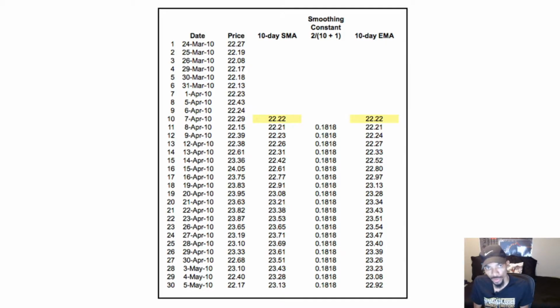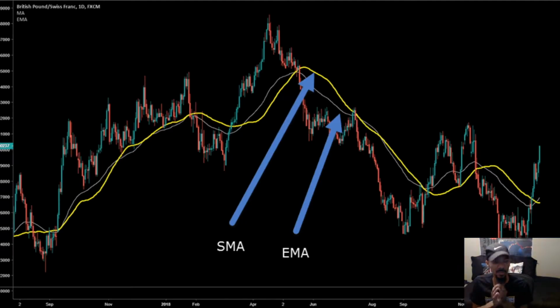For exponential, it's pretty much similar, but just know that the later days are weighted more heavily. So whatever price action happened in the later days will have more of an impact on the line. This will be an example of a simple moving average and an exponential one.